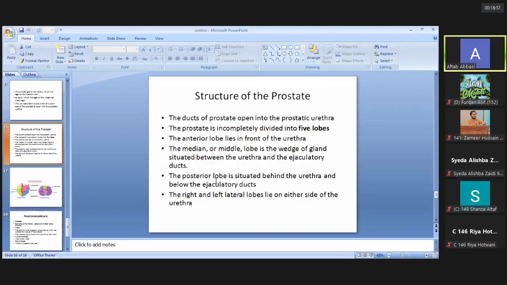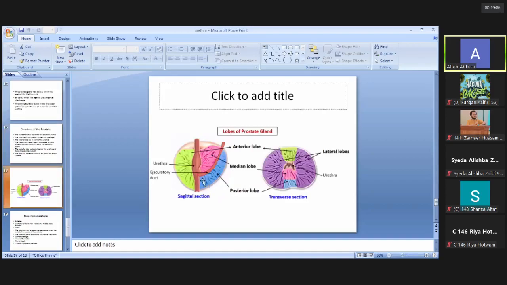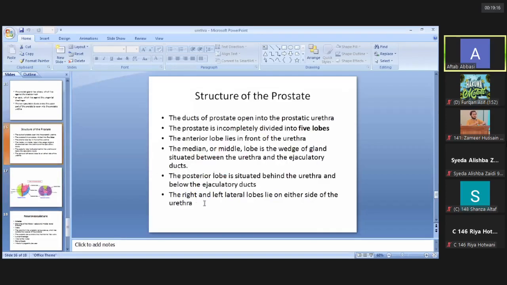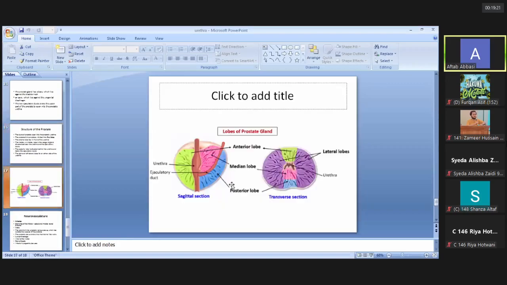The posterior lobe is the lobe of the prostate gland that lies behind the urethra and below the ejaculatory ducts. So here is the posterior lobe that lies behind the urethra and below the ejaculatory ducts. And there are two lateral lobes, the right and the left lateral lobes, that lie on either side of the urethra. So in the transverse section, you can easily see these are the two lateral lobes that lie on either side of the urethra.